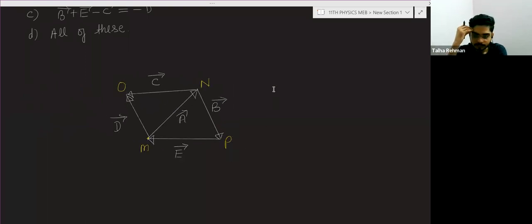Now you have to identify the triangle here. You have to identify the triangle. Here, this is one triangle, this is another triangle.